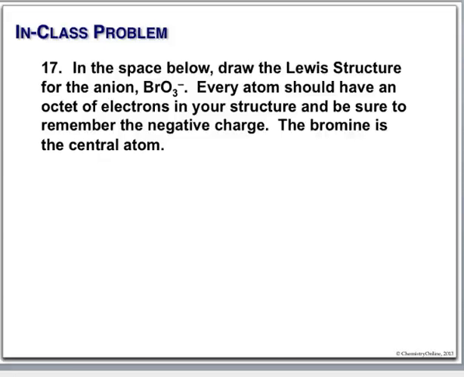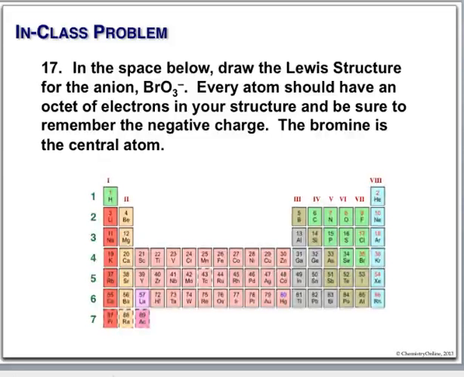In this space below here, draw the Lewis structure for the bromate anion. Now on your exam, you will, like I said, draw a Lewis structure. Step one, bromine is group 7. Oxygen is group 6. Here's our bromine, here's our oxygen. We have 7 valence electrons here. Each oxygen will have 6.